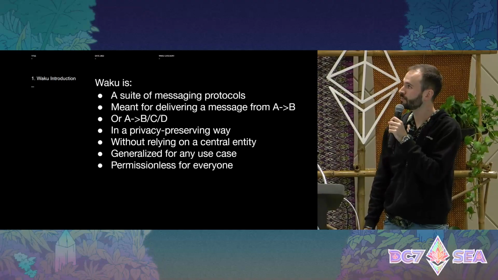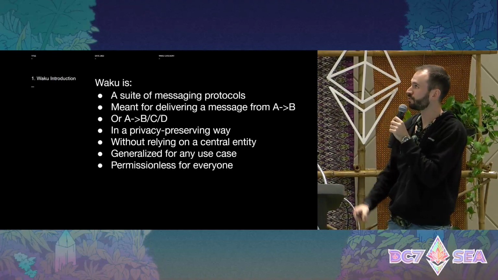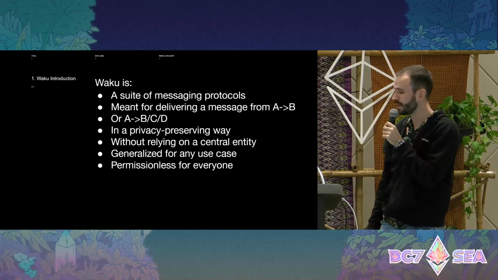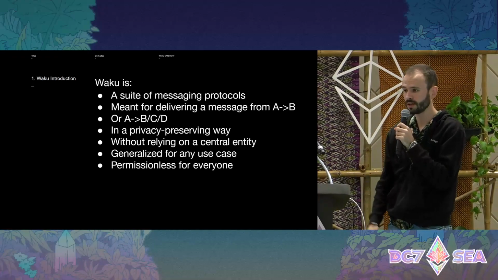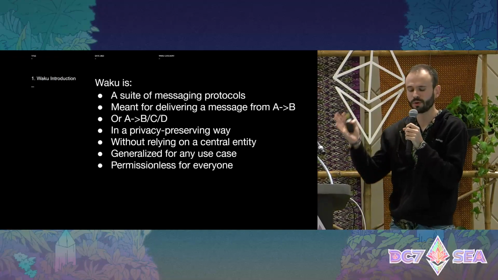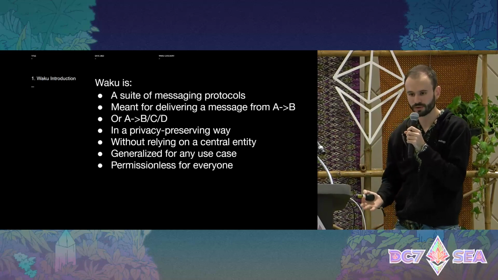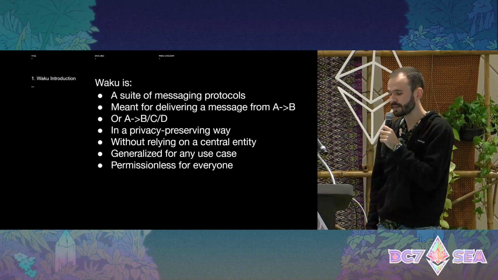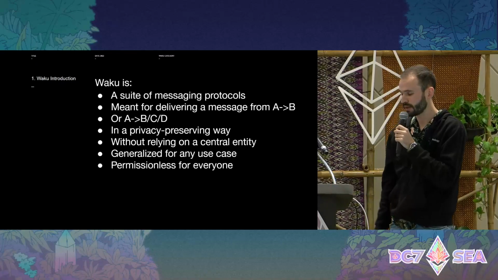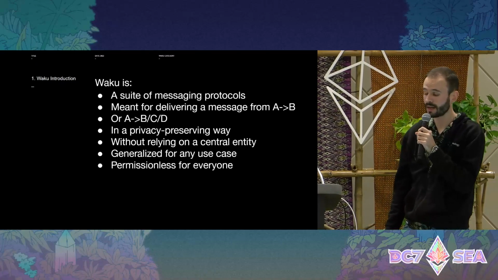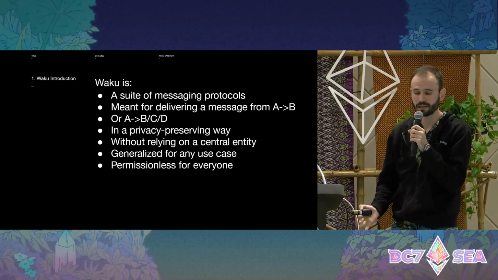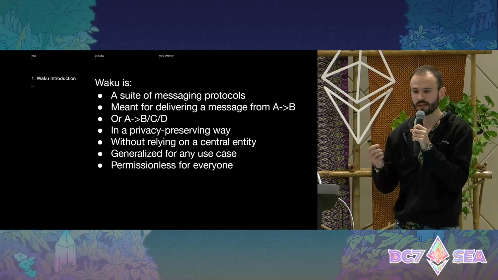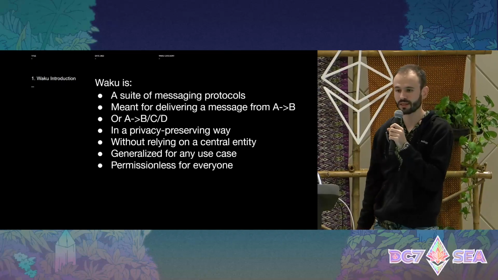So yeah, Waku right now is a suite of messaging protocols. And it's meant to deliver, as I said before, a message from point A to point B, or from point A to multiple points, like a group, for example, a group chat. It does so in a privacy-preserving way, without relying on a central entity. And it's generalized for any use case.